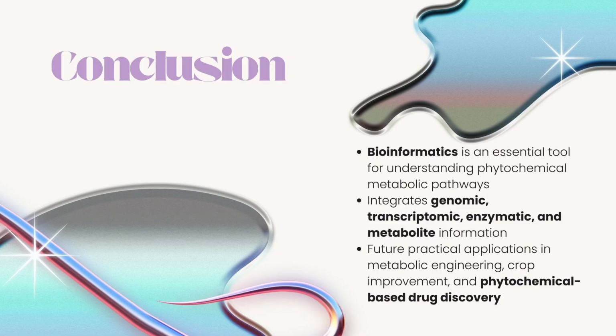In conclusion, bioinformatics resources play a crucial role in the analysis of phytochemical metabolic pathways by integrating genetic, enzymatic, and metabolic data. Tools such as KEGG and PlantCyc enable pathway mapping and reconstruction, improving our understanding of complex plant secondary metabolism. These approaches not only support fundamental phytochemistry research, but also offer practical applications in metabolic engineering and phytochemical-based product development. That's all from us.